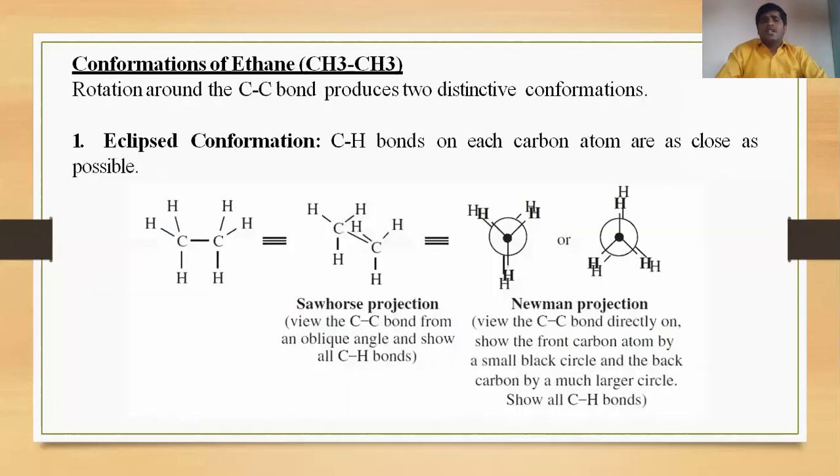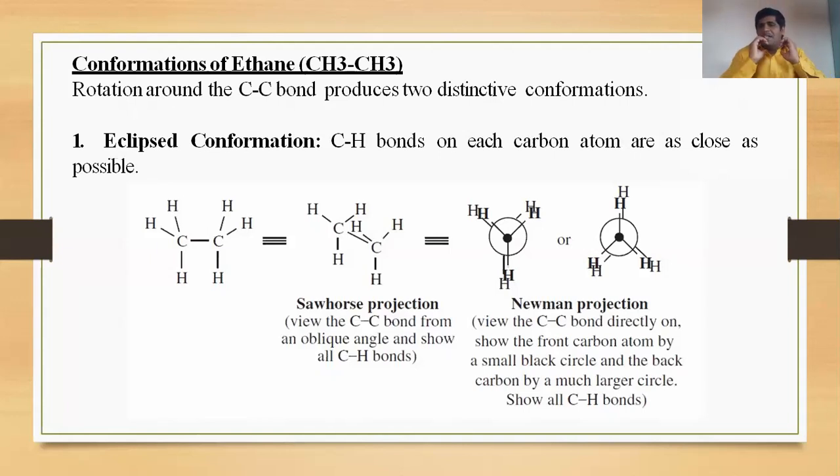Then we will discuss the conformations of ethane, as we studied the basic point in lecture number 6 also. There are three major conformations: the eclipsed, the staggered, and the Gauche conformation. Gauche is the name of a scientist. They have given this specific conformation the name Gauche. So there are three conformations: eclipsed, staggered, and Gauche.